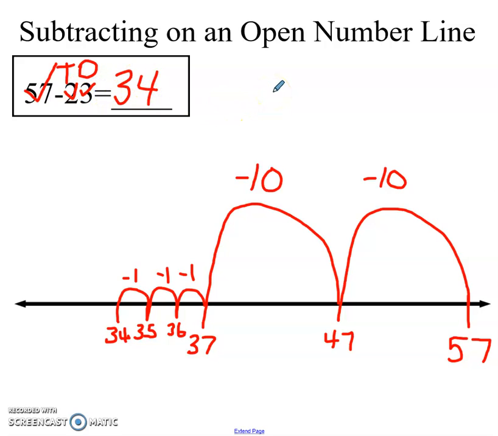And you can double check to make sure you subtracted the right amount by adding up these numbers. So 10 plus 10 is 20, 21, 22, 23. So 57 minus 23, yep, is 34. Okay?